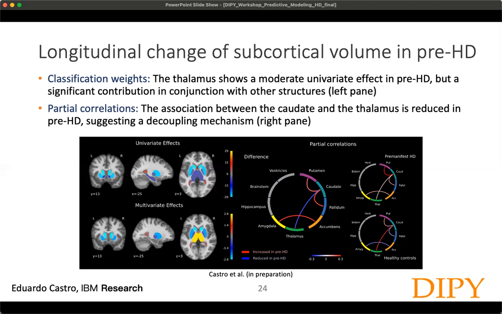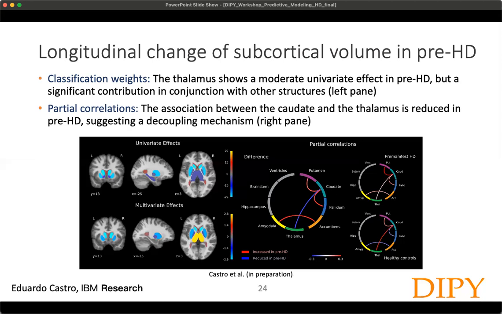So this tells us that the thalamus, when analyzed in conjunction with other structures, has a significant effect in the classification. So we know obviously that the striatum is important because it has a significant amount of atrophy in pre-manifest HD, and we get a hint that the thalamus is probably an informative structure. But how so? It is informative when analyzed with the other structures. Can we pinpoint which association is the most informative?